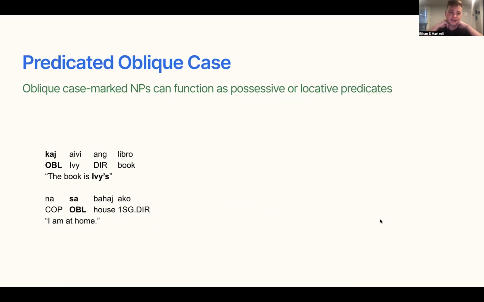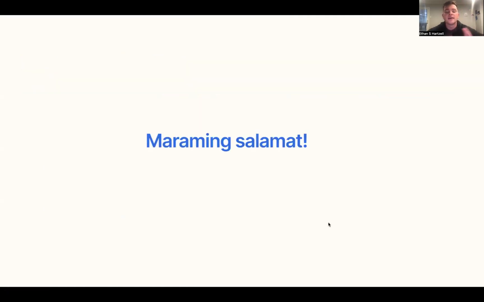You can also predicate an oblique noun phrase. So this is used for locatives and possessives. The book is Ivy's. You can say kay Ivy ang libro. And for locatives, you get na and then the oblique noun phrase. Nasa bahay ako. I'm at home. And that's it. Maraming salamat.